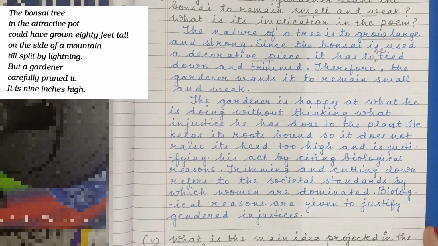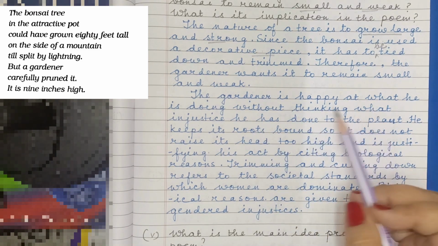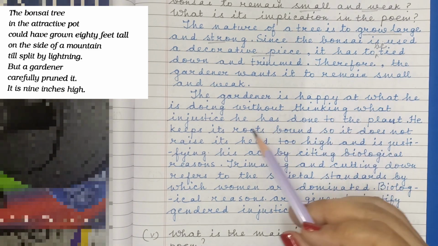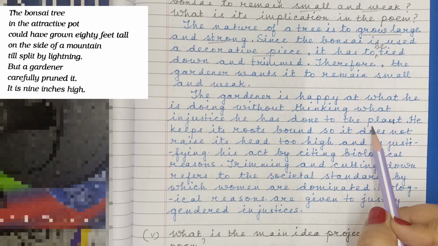After this, what is its implication in the poem? Why does the gardener want the bonsai to remain small and weak? The gardener is happy at what he is doing without thinking what injustice he has done to the plant. After all, he is controlling the normal growth of the plant, and this is an injustice.